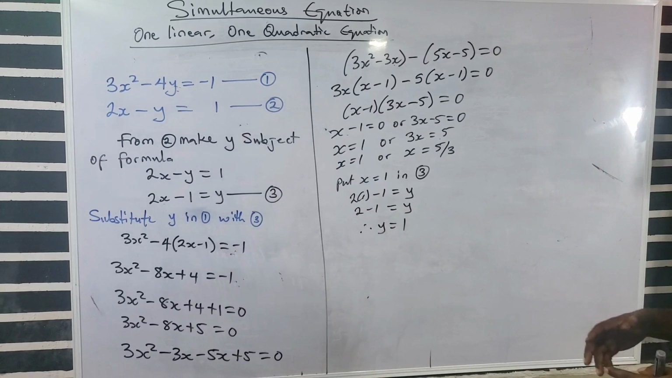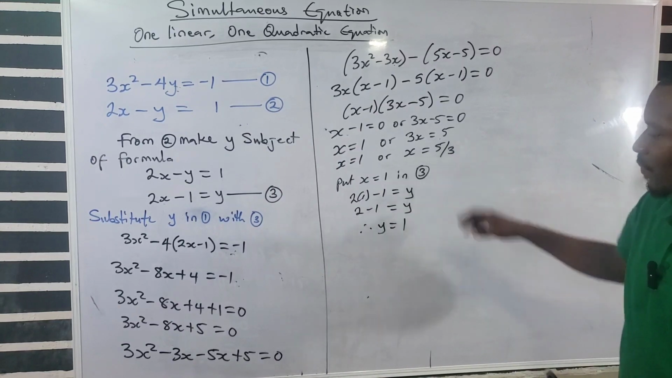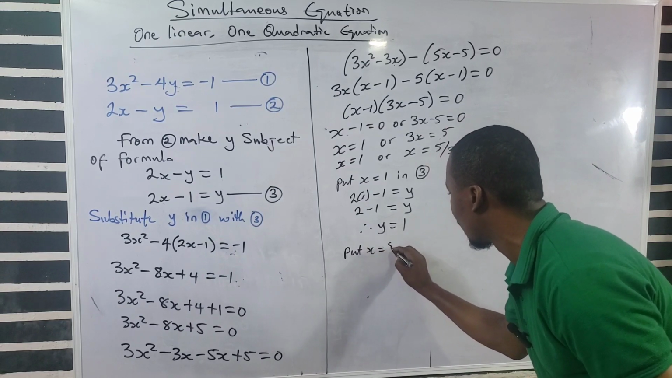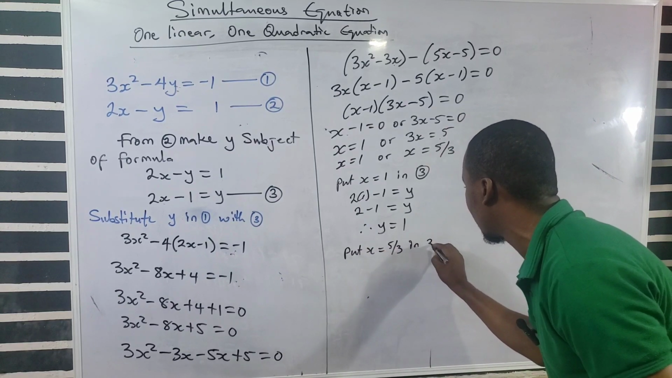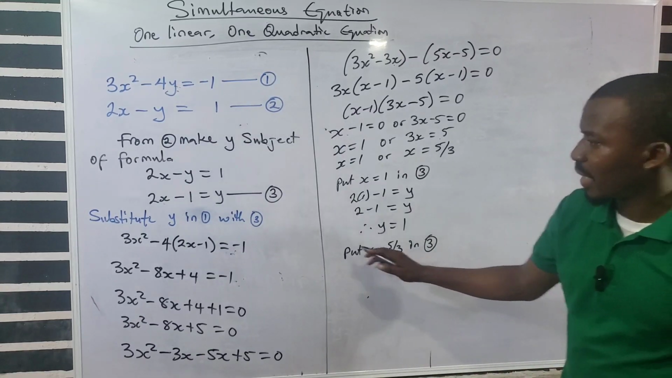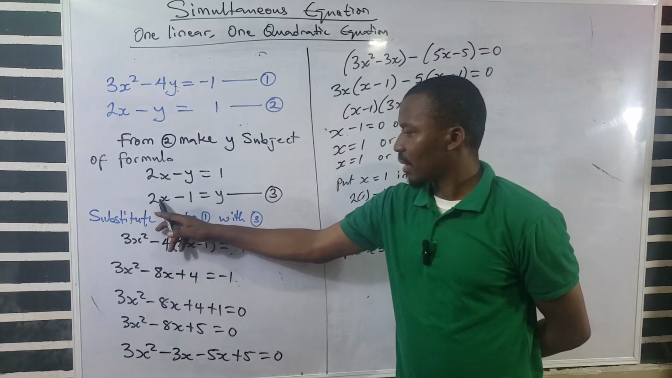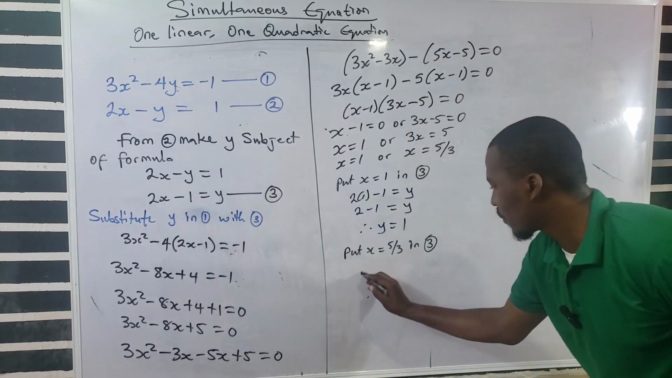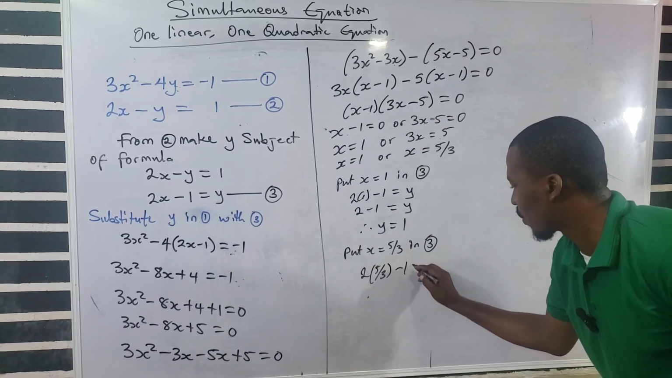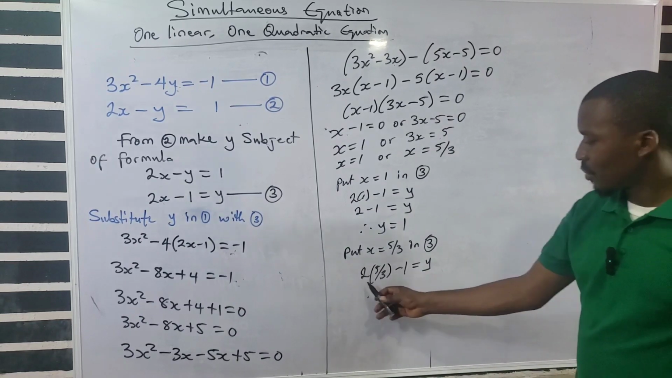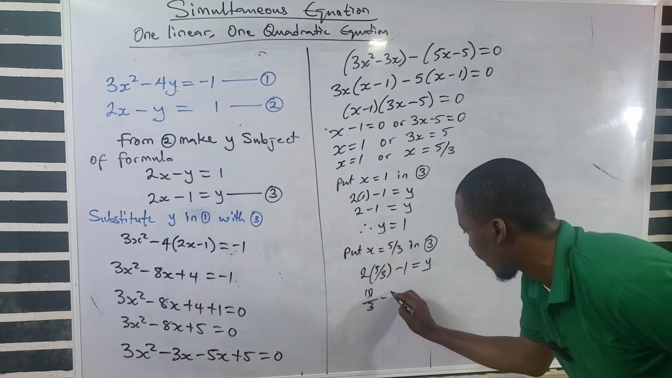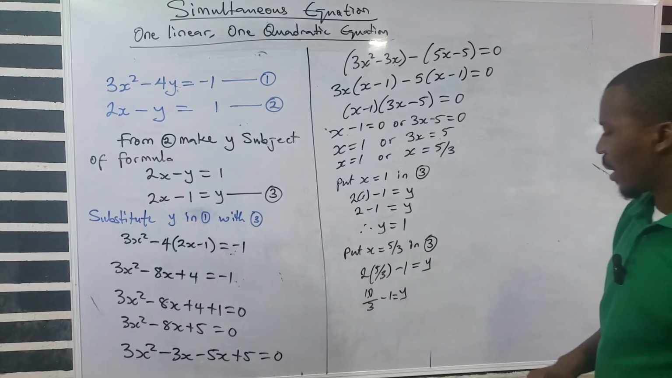Okay? So the next thing to do is to also put this one there. So you put x equals 5 over 3 in equation 3. Okay? So when you put x as 5 over 3 here, you are going to have 2 into 5 over 3 minus 1 equal to y. So when you open this bracket here, you have 10 over 3 minus 1 equal to y.